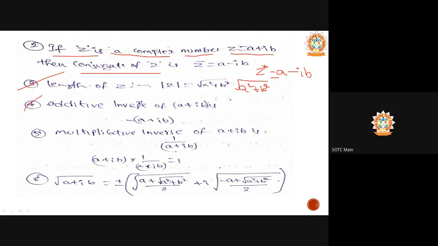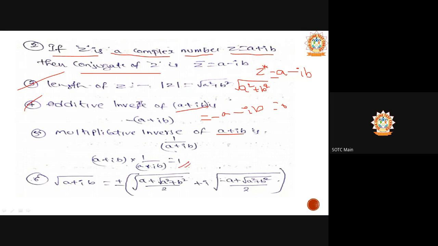Next, the additive inverse of this complex number a plus ib is minus of a plus ib, nothing but minus a minus ib. We already know that the additive inverse is such that if we add both, the result will become 0. Next, the multiplicative inverse of a plus ib is 1 by a plus ib. So a plus ib into 1 by a plus ib is equal to 1.